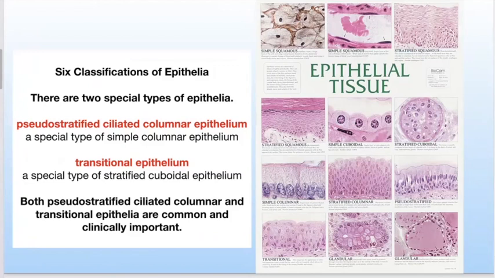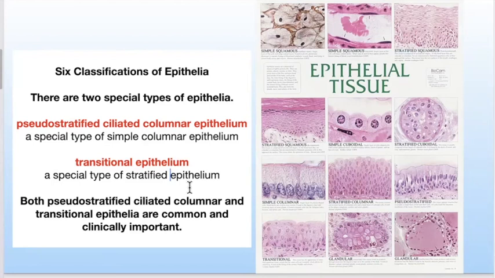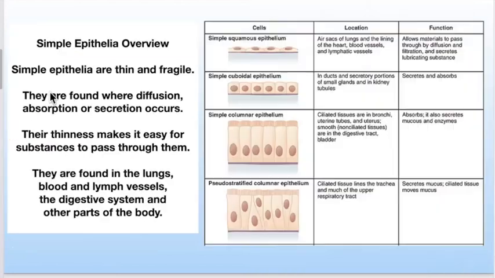Then there are the 2 special types of epithelia. They are pseudostratified ciliated columnar epithelium, which is a special type of simple columnar epithelium, and then transitional epithelium, which is a special type of stratified epithelium. Both pseudostratified ciliated columnar epithelium and transitional epithelium are common and clinically important.